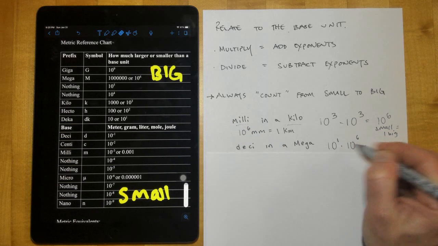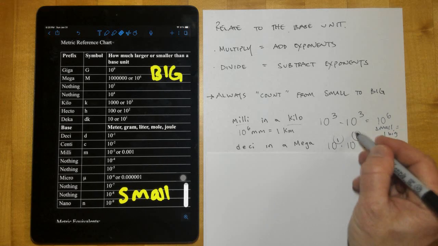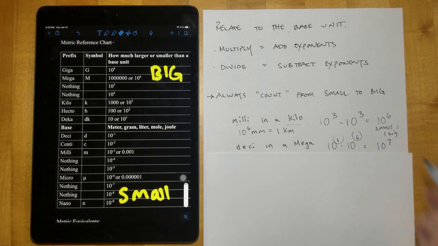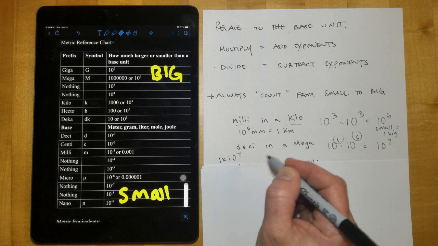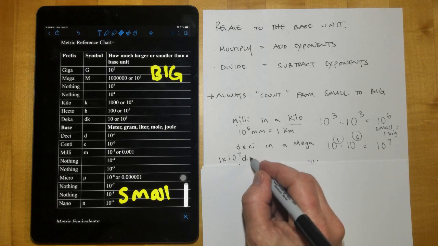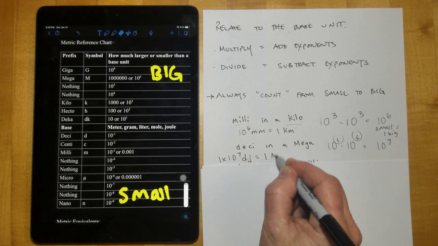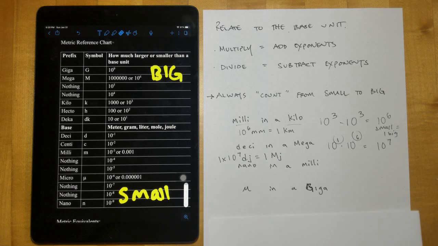So 10 to the 1 times 10 to the sixth, add the exponents, 10 to the seventh of the small unit in the big unit. Well, which is the small unit? The deci. So there would be 10 to the seventh, or you could write it as 1 times 10 to the seventh. Deci, let's say it's decijoules in 1 megajoule. All right, let's try it again.